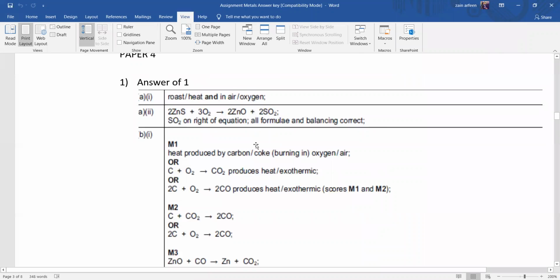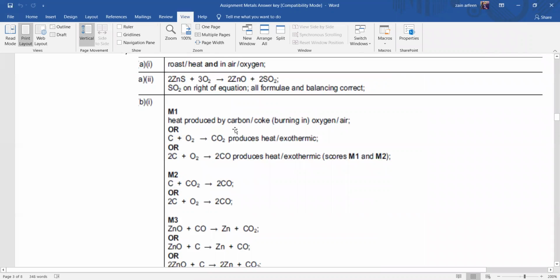So you can see here: roast or heat, or react with oxygen. So roast and heat in air, or roast and heat in oxygen, both are the correct answers. Yes, you can also mention at high temperature or supply heat energy.